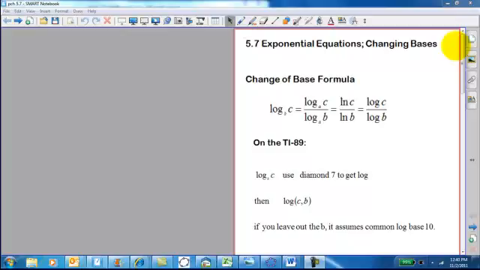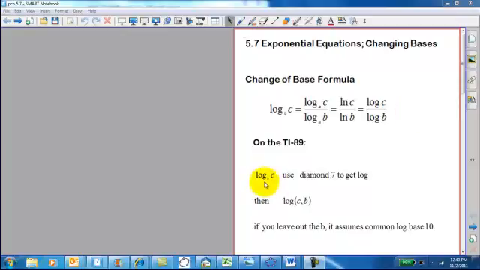I'm actually going to start by talking about the change of base formula here. If you have log base b of c, it's equal to log base a of c over log base a of b. Which, if you decide on your base a to be base e, it's natural log of c over natural log of b. Or if you decide with base 10 common log, you could say common log of c over common log of b. This is going to help you calculate for any unknown power.